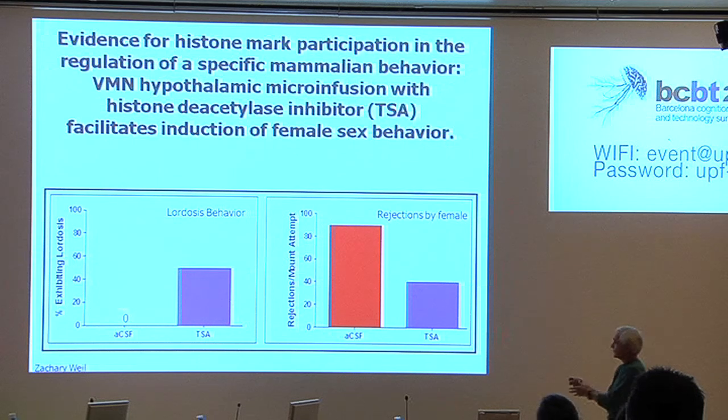And this does matter for behavior because when you promote transcriptional acetylation, like right here with this drug, TSA, trichostatin acid, and you put this just in the ventromedial nucleus of the hypothalamus, lordosis behavior is increased and rejections by the female, which is usually the female kicking the male in the ribs, are significantly decreased.